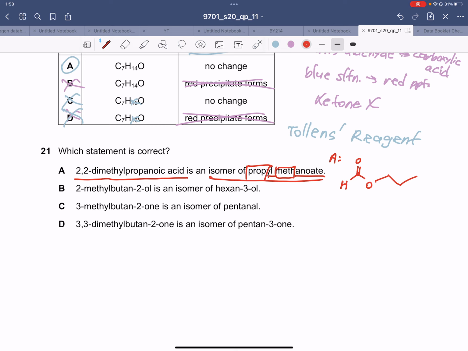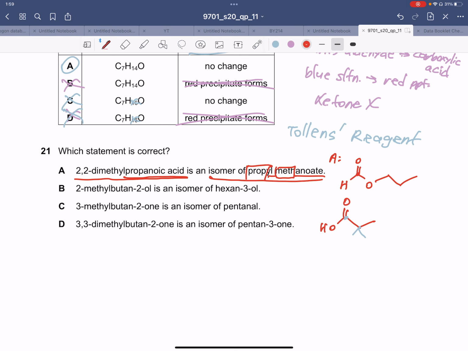Meanwhile, 2,2-dimethylpropanoic acid. Okay, well, let's break that down. Propanoic acid. 1, 2, okay. It would look like that because there's 1, 2, 3 carbons like that. Okay, and then 2, 2, okay. This is carbon number 1, and this is carbon number 2, so 2,2-dimethylpropanoic acid. That's what that looks like.